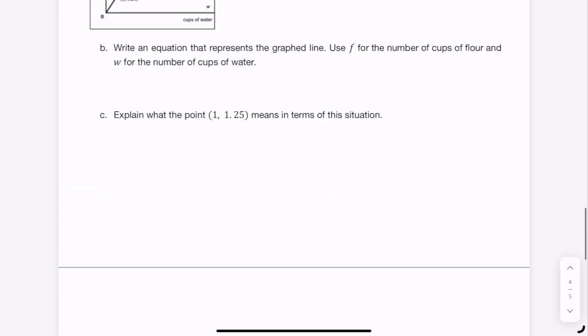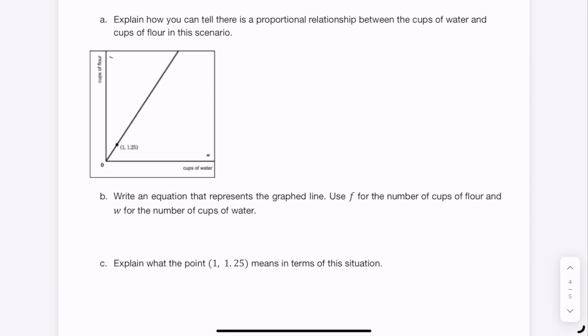Cool. And then our final question, a recipe for tortillas uses 5 cups of flour for every 4 cups of water. The line represents the relationship between the amount of flour and the amount of water needed for this recipe. The point 1, 1.25 is on the line. Explain how you can tell there is a proportional relationship between the cups of water and cups of flour in this scenario. Okay, so this question, straightforward. I'm looking at a graph. How do I know it's a proportional relationship? The graph of this scenario is a straight line that goes through 0, 0.